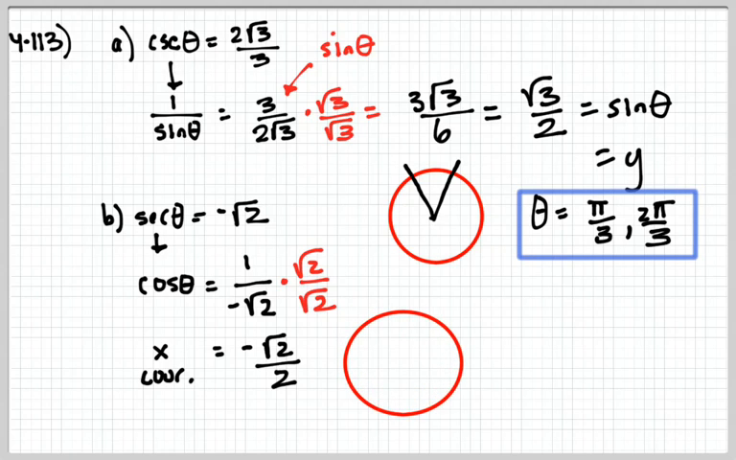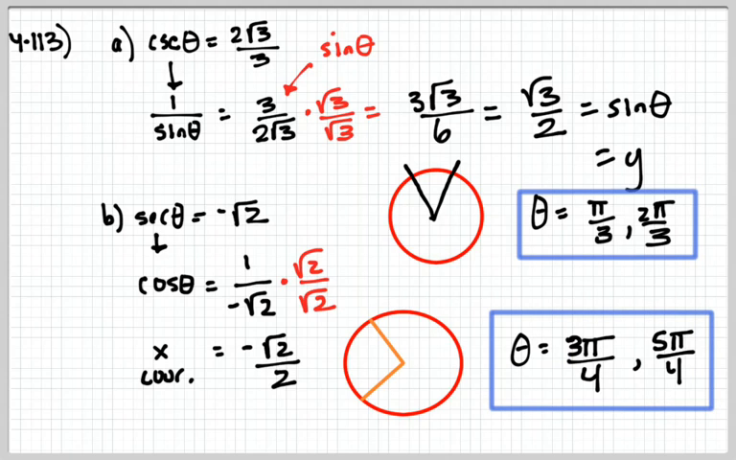Where is your x coordinate equal to negative rad 2 over 2? There are 2 spots on the unit circle. It's going to be here and here. Excuse me, I drew that wrong. The x coordinate will be negative here and here, which will be theta equals 3 pi over 4 and 5 pi over 4. Alright, so that's B. C: where is tangent undefined? Tangent is undefined.